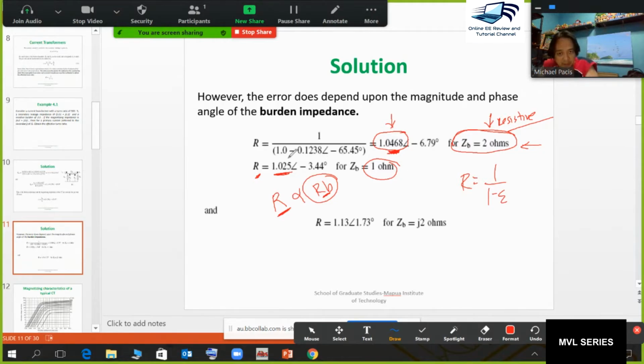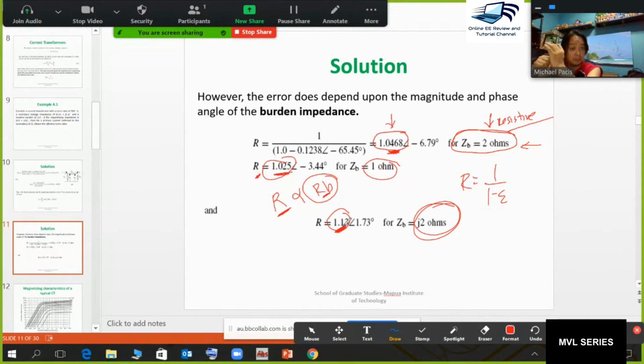Okay, so as you can see here, 1.025 versus 1.04. However, if for example my burden impedance is not real, we use a reactive component. So what will happen is, you can see here, it increases the burden. So it means definitely that if you want to have an effective turns ratio, that R, which is your ratio of error, the burden impedance must be in resistive component, it must be lower in order to have the error lower as well.